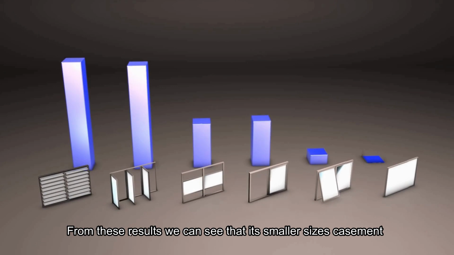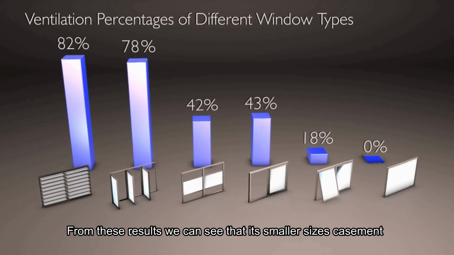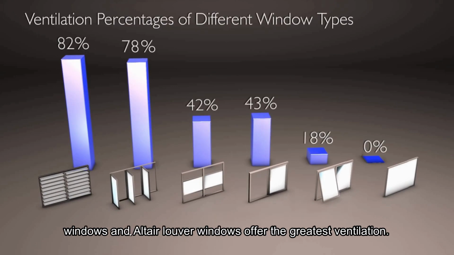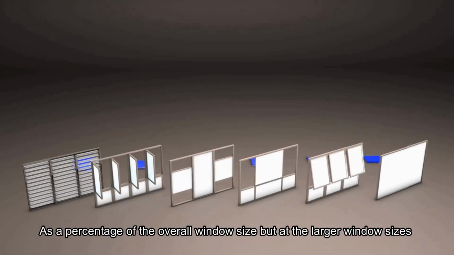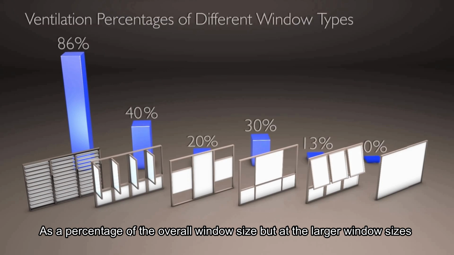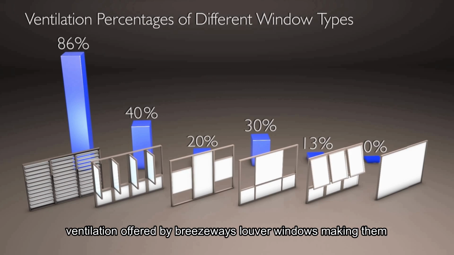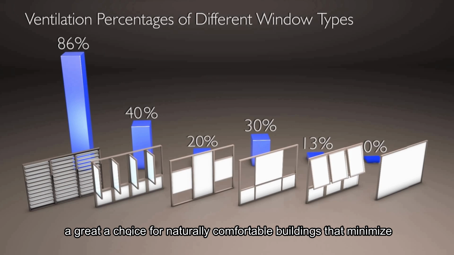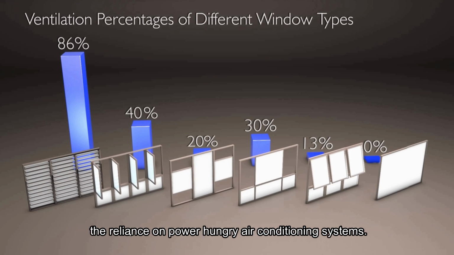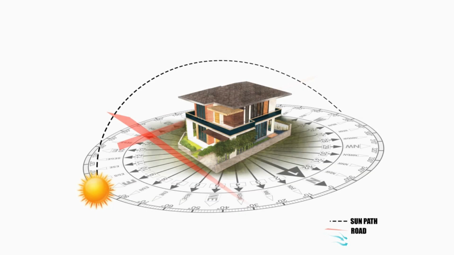From these results, we can see that at smaller sizes, casement windows and hopper-style louver windows offer the greatest ventilation as a percentage of the overall window size. But at the larger window sizes more typically seen in Australian homes, it's hard to beat the ventilation offered by breezeway louver windows, making them a great choice for naturally comfortable buildings that minimize the reliance on power-hungry air conditioning systems.